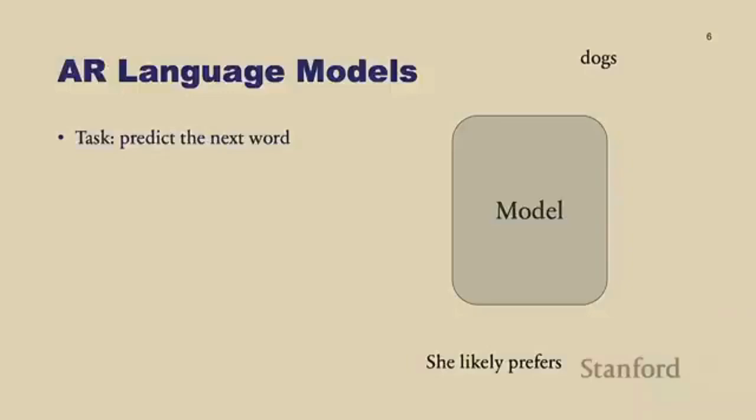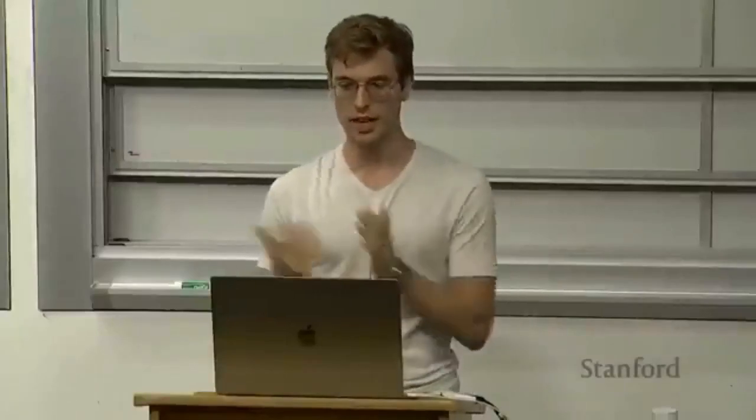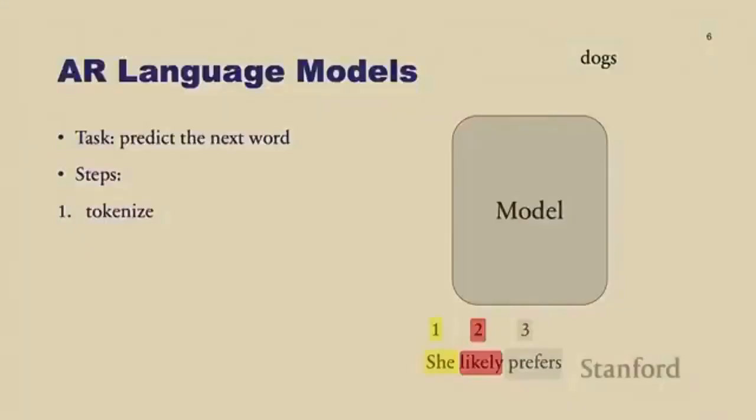Great. So autoregressive language models. At a high level, the task of an autoregressive language model is simply predicting the next word, as I just said. If you have a sentence like "she likely prefers," one potential next word might be "dogs." The way we do it is that we first tokenize. You take these words or subwords, you tokenize them, and then you give an ID for each token. Here you have 1, 2, 3. Then you pass it through this black box.